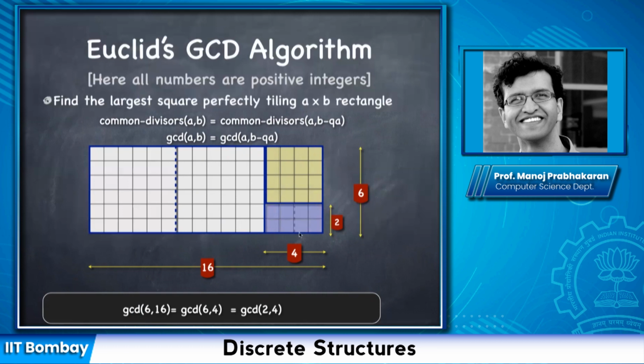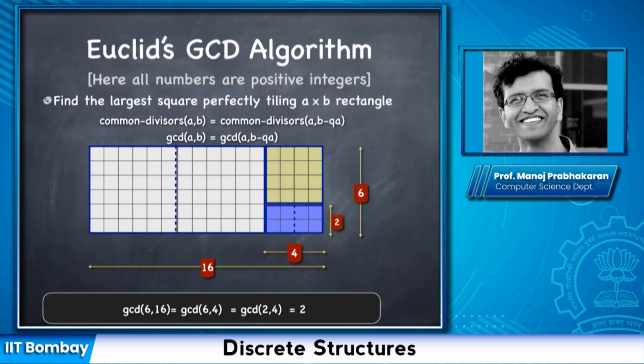So I put in the first 2 by 2 tile, and I see I can put in one more. I put in the next one also, and then I'm done. I don't have any more tiles to cover. The grid is completely covered. So 2 is indeed the largest I could have obtained. So this corresponds to 2 divides 4, right? So remember we said if A divides B, GCD of A and B is A. So in this case, the GCD is 2.